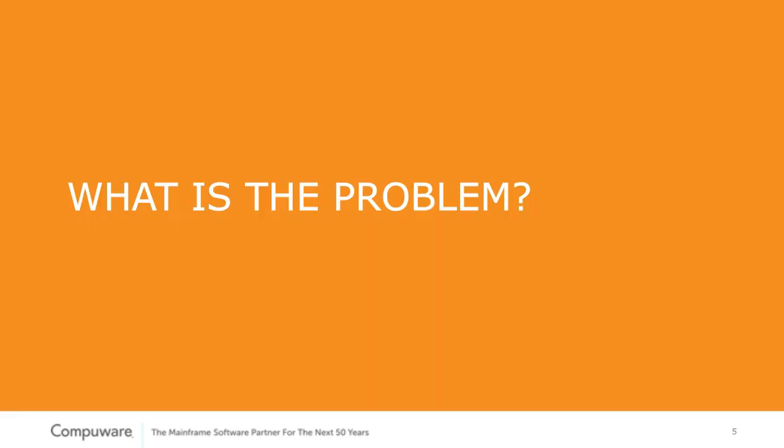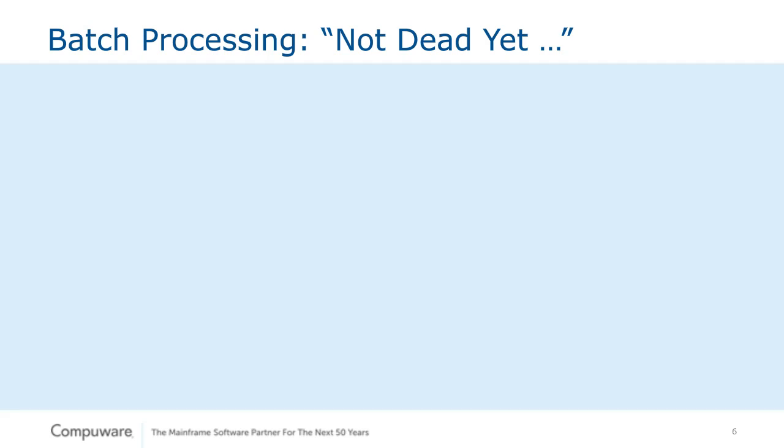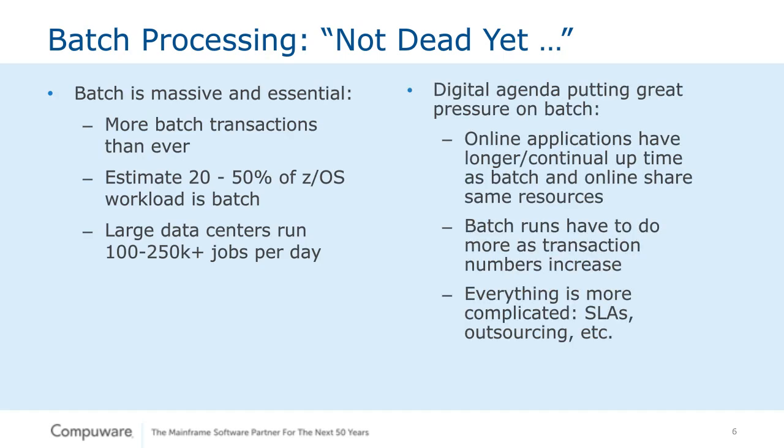And the first question we'll ask is, what are the problems that throughput addresses? Throughput works in batch workloads. You might recall a few years ago, people were talking about the death of batch. As it turns out, batch is not dead yet. It continues to thrive. About 20 to 50% of all workload on z/OS is batch. Many of our customers are running 100 to 250,000 plus jobs a day. So it's not gone away.